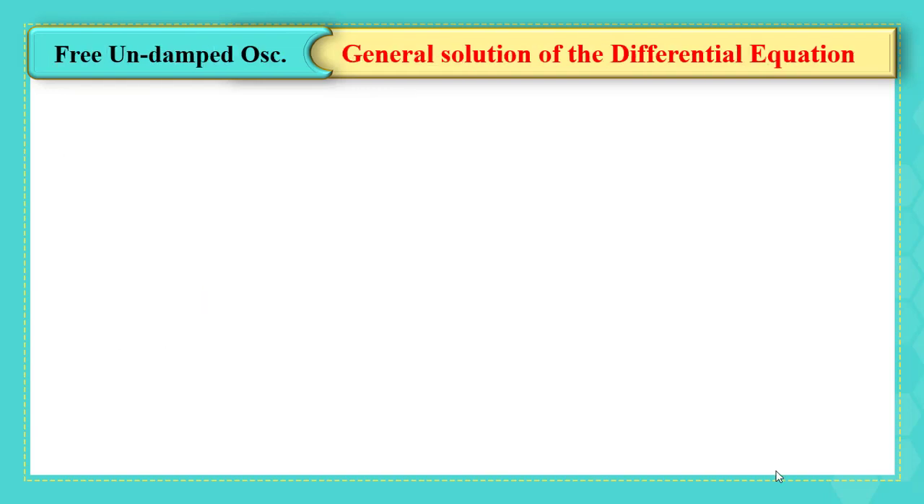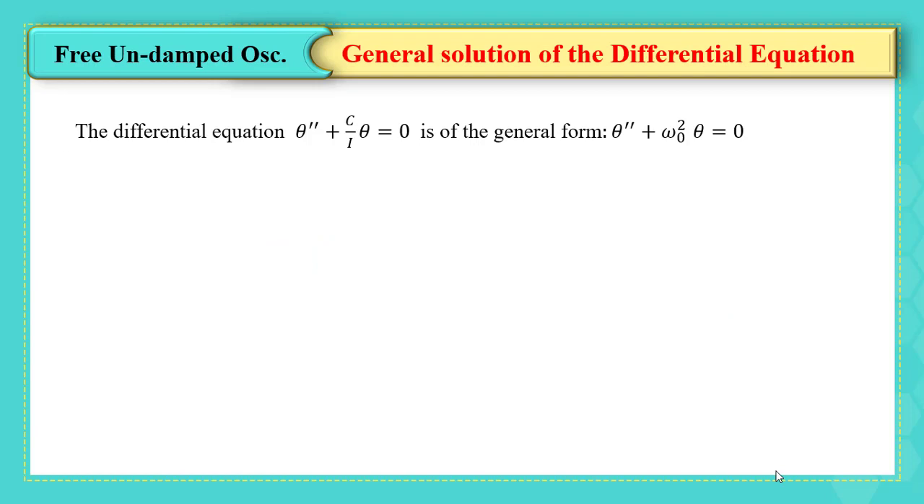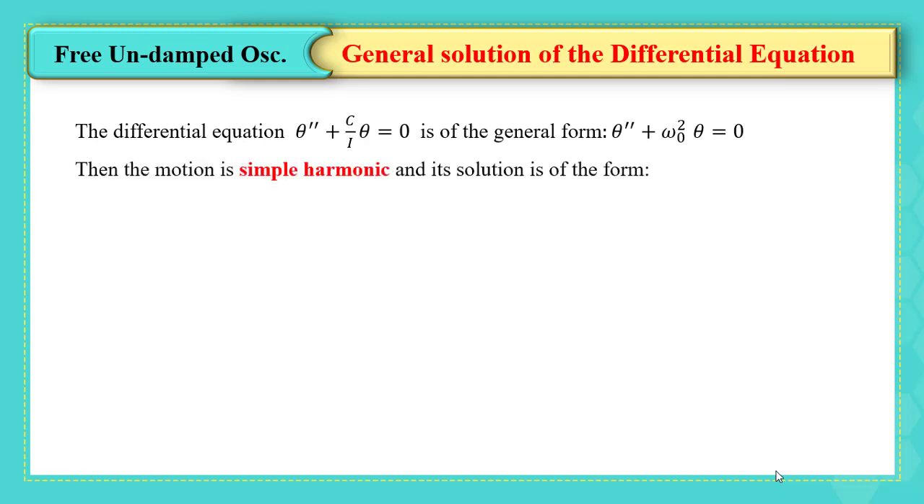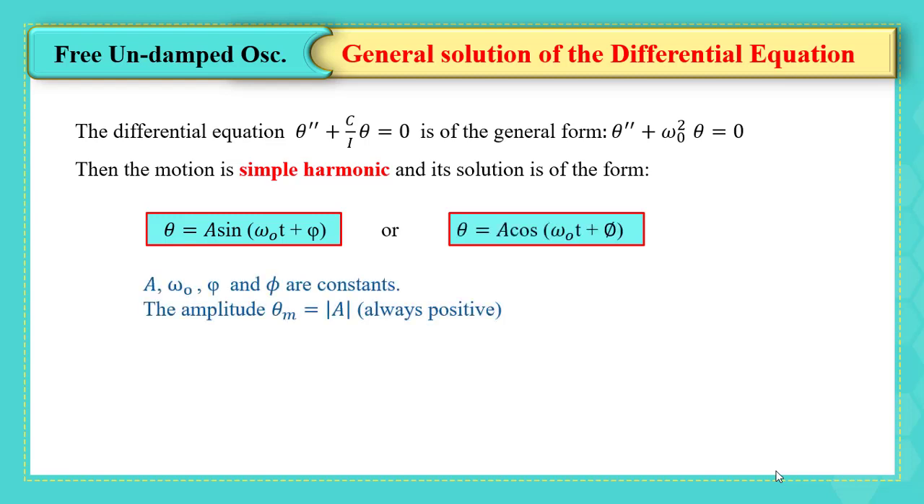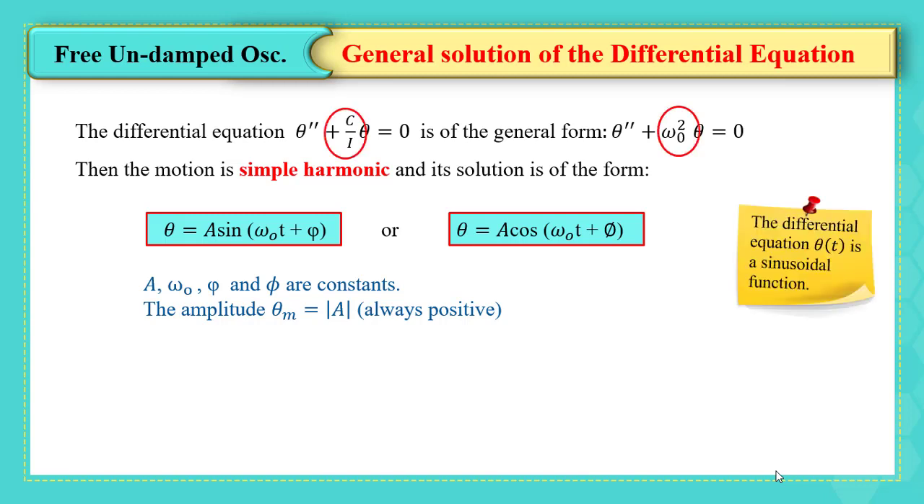What is the general solution of this differential equation? This differential equation is of the form theta double prime plus omega 0 squared theta, which is for the simple harmonic motion. Then it has a solution either theta equals to a sine omega 0 t plus phi, or theta equals to a cosine omega 0 t plus phi, such that a, omega 0, phi are constants. Theta maximum is always positive. Theta is a sinusoidal function since it depends on sine and cosine.